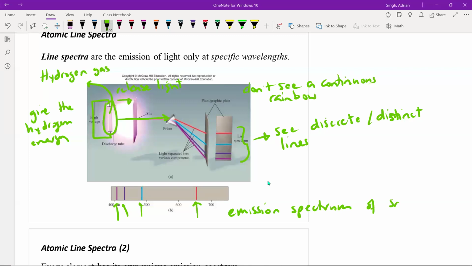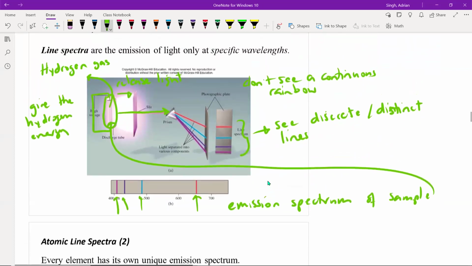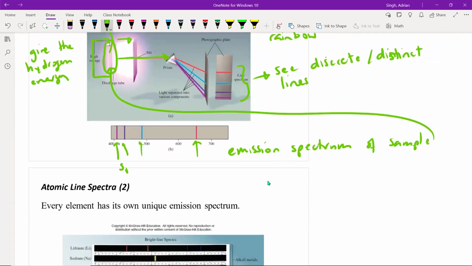of that sample. So whatever that sample is in this discharge tube here, when we zap it with some electricity, we give it some electrical energy, or it could be heat energy as well, which is what we'll do in the lab, for example. We give it a bunch of energy, light is released, and then if we force that light through some sort of a prism, we see this line spectrum. So these different colors that we see correspond to specific wavelengths of light.